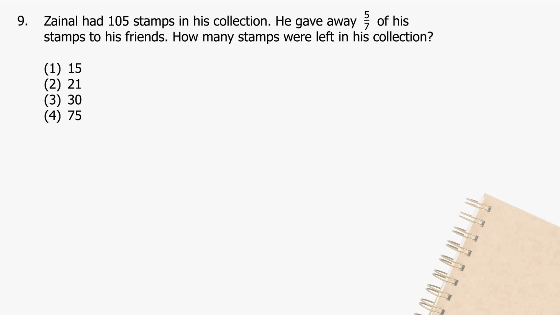Question 9. Zainal had 105 stamps in his collection. He gave away 5/7 of his stamps to his friends. How many stamps were left in his collection?